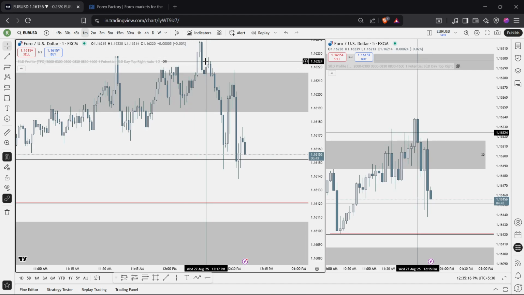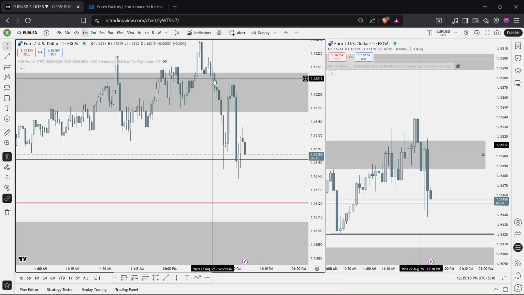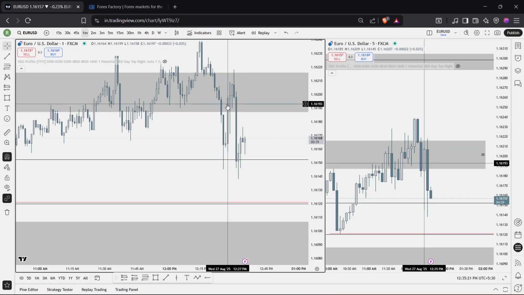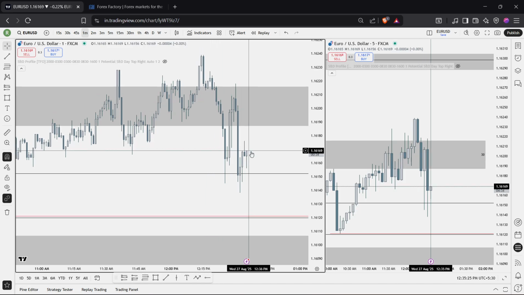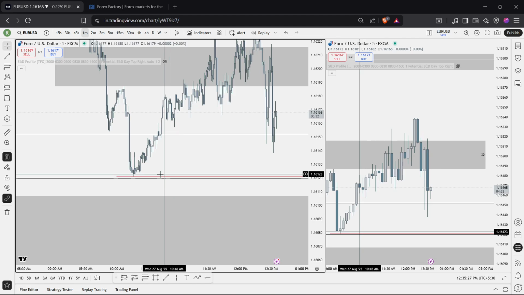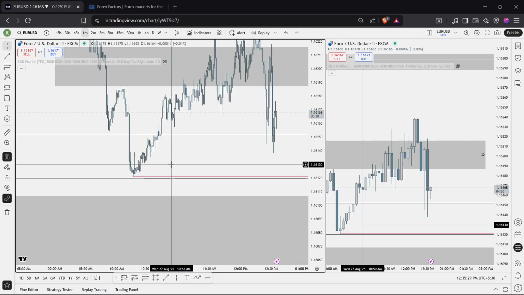Bearish LBG is getting respected. The downside is respected. It is not respected. Okay. This is the current draw right now.